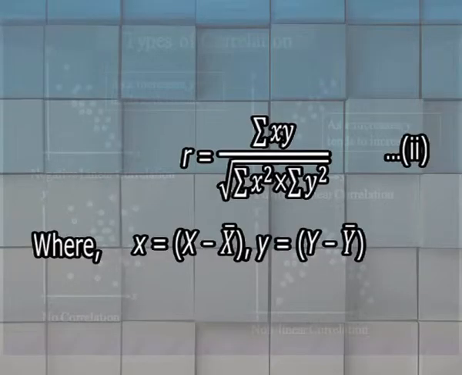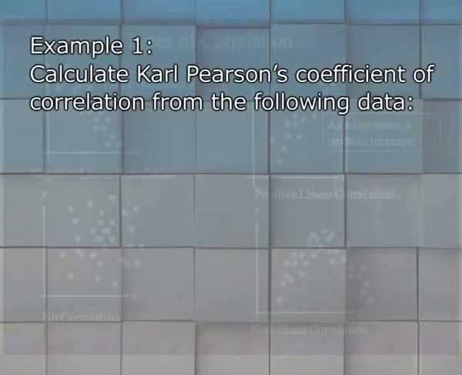The above formula for computing the Pearsonian coefficient of correlation can be transformed into the following form, which is easier to apply. So small r is equal to sigma xy divided by the square root of sigma x square into sigma y square. Let's make this equation number 2, where small x is equal to capital X minus x bar and small y is equal to capital Y minus y bar. Now let's take an example here, example 1.